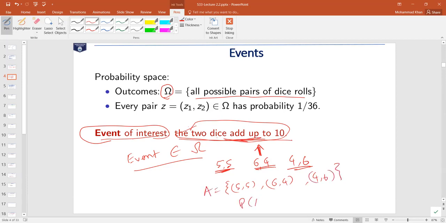And the probability of this will be the total elements in this set over the number of elements in the sample space. So 1 by 12. So this is event of interest A. This is the probability of the event.